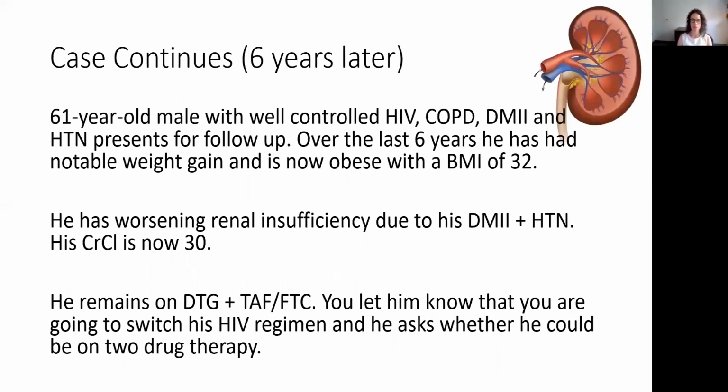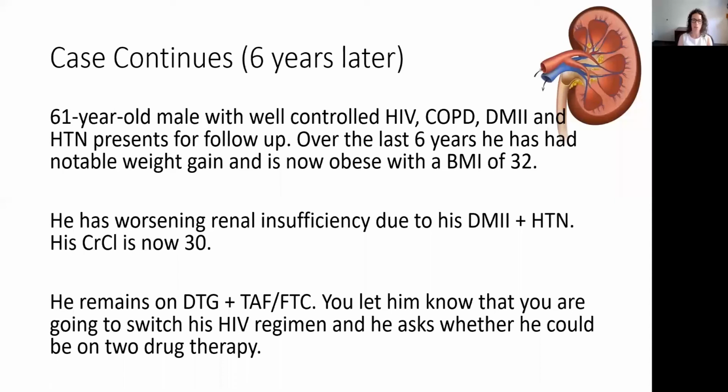So let's continue the case now. So he is 6 years later. He is now a 61-year-old man, continues to have well-controlled HIV. His COPD diagnosis that we know of, diabetes and hypertension, comes for follow-up. But unfortunately, over the last 6 years, he's had notable weight gain, and he's now obese with a BMI of 32. Unfortunately, not surprising given the use of integrase inhibitor and TAF.